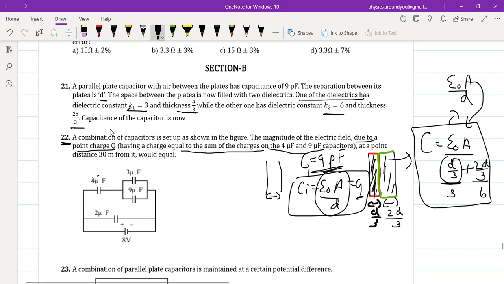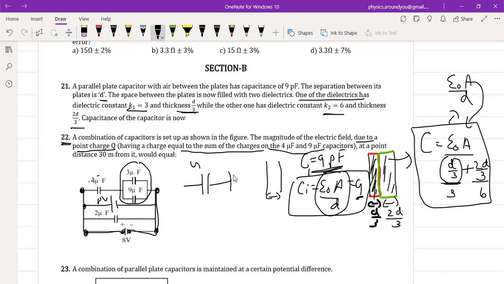Okay, so here it goes. We know 8 volt is being applied across this terminal. So I can imagine this also having 8 volts, right? Because the potential of this point and this point is the same as this point and this point. So I can imagine this assembly to have 8 volts across it. What is the equivalent capacitance of 3 and 9 in parallel? It is 12. So I will simplify: 4, 12, and this is connected to an 8-volt battery.